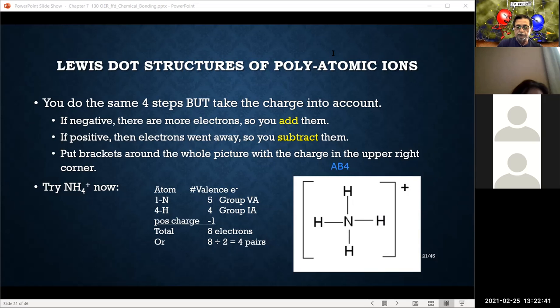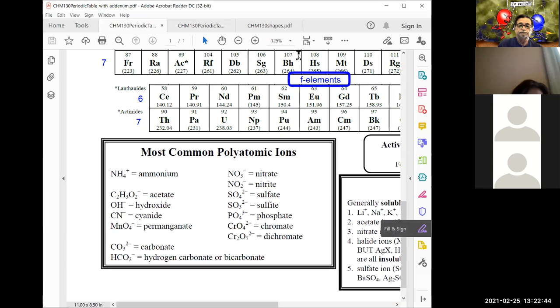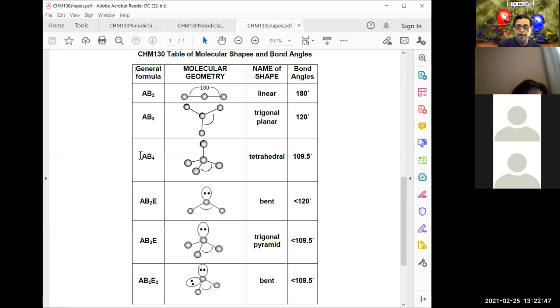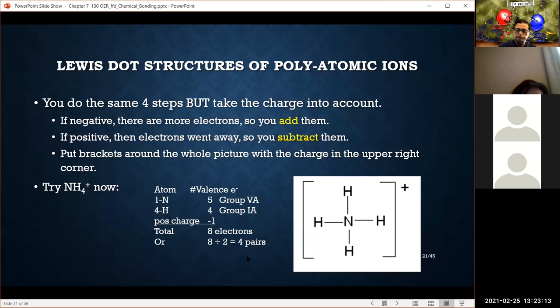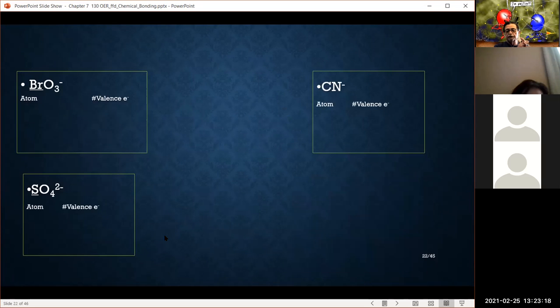We go to the shapes table, and guess what we have? Here's AB4. So the ammonium ion has a geometry of tetrahedral, okay? And there's this 3-dimensional shape and a bond angle of 109.5. Okay, so we do the same thing as we would with the non-polyatomic ions. All right, well, let's do a few more examples.